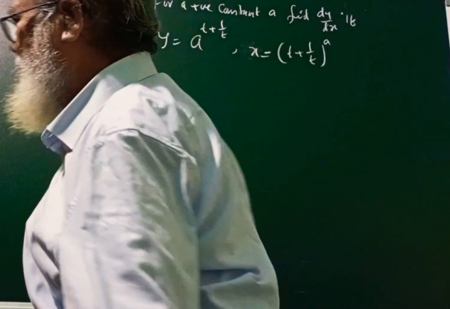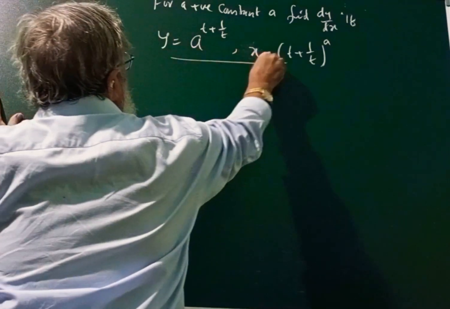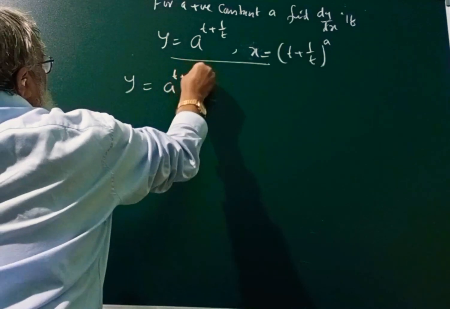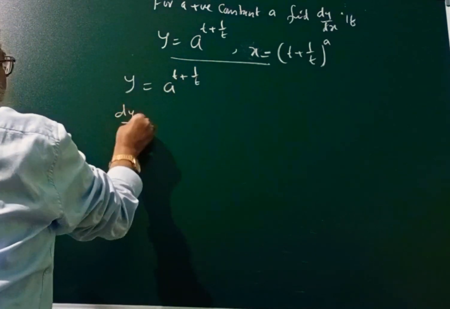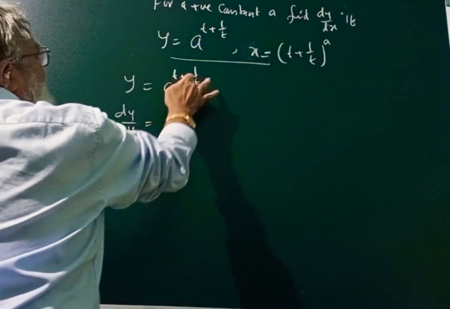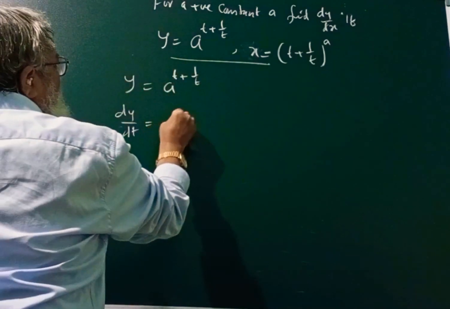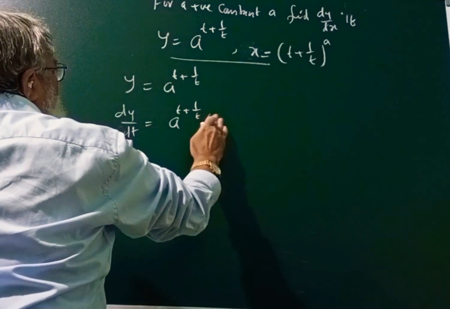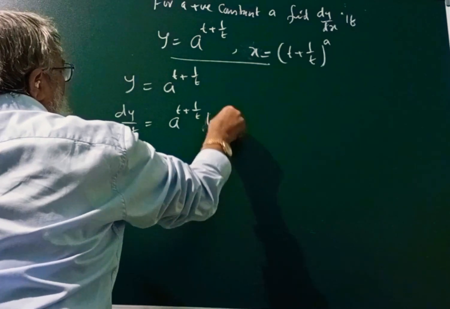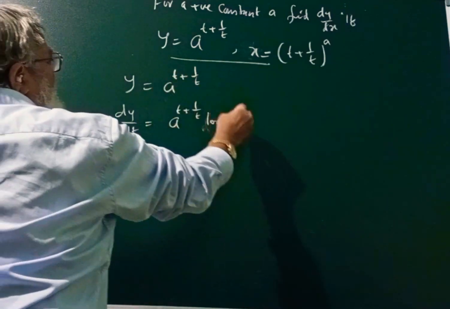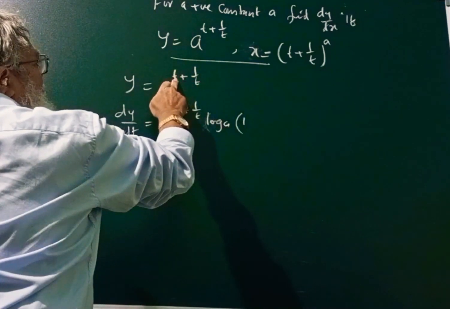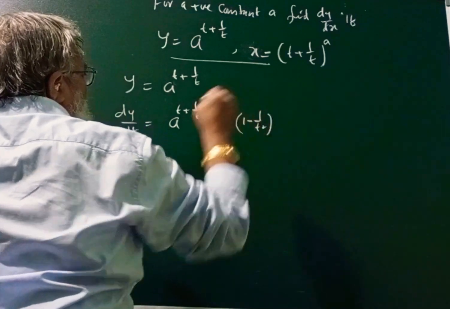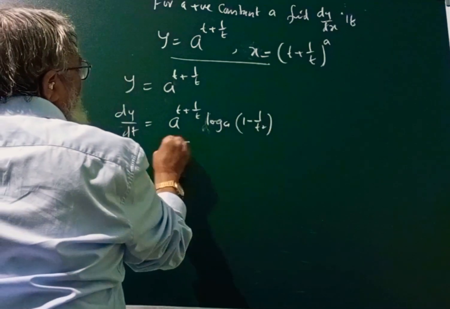Now see here, let us start. Let us take y, a raised to t plus 1 by t, dy by dt. It is of the type a raised to x. Differentiation of a raised to x is a raised to x into log a. Now differentiation of the power: differentiation of t with respect to t is 1. Differentiation of 1 by t is minus 1 by t square. That is the value of dy by dt.